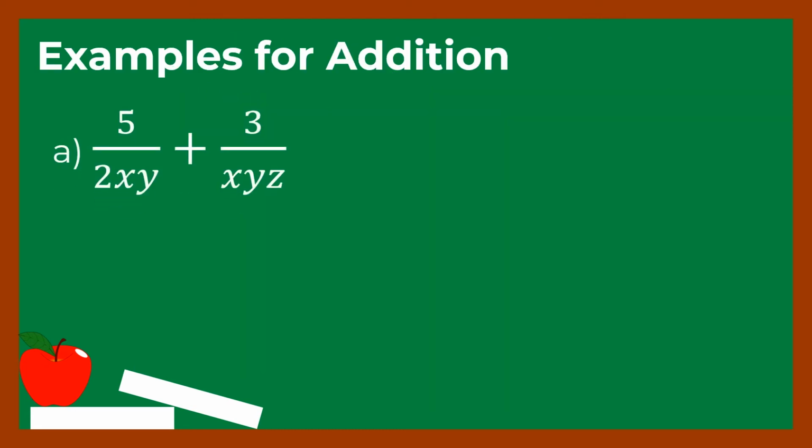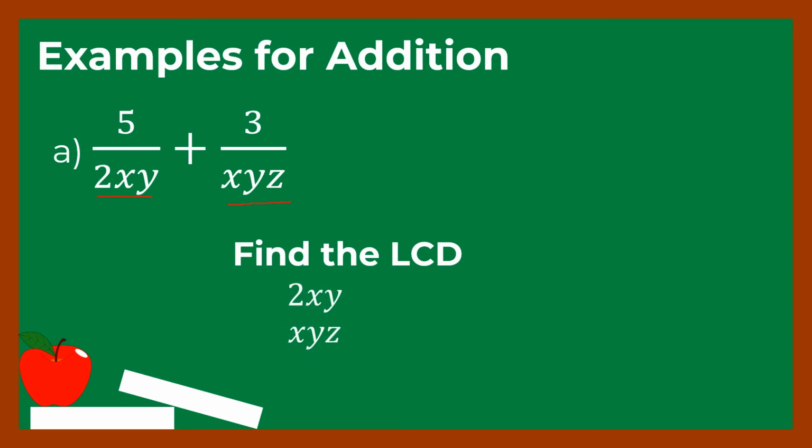We have letter A, 5 over 2xy plus 3 over xyz. So since they are dissimilar rational algebraic expressions kasi magkaiba yung denominator nila, ang gagawin natin is we will find the LCD. So paano ba makuha sa LCD? So ang gagawin lang natin is we will list down the factors of each denominator. So, yung first denominator natin is si 2xy at yung pangalawa naman ay si xyz.